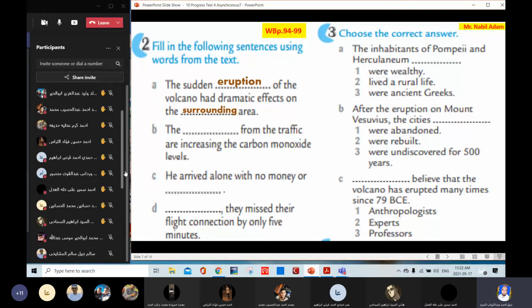Abdurrahman Hassanin. Yes, Abdurrahman. B. The fumes from the traffic are increasing the carbon monoxide level. Fumes. Fumes, Abdurrahman. Fumes means car exhaust. The fumes from the traffic are increasing the carbon monoxide levels. Thank you. Let's see. Yes, Faris Samir.